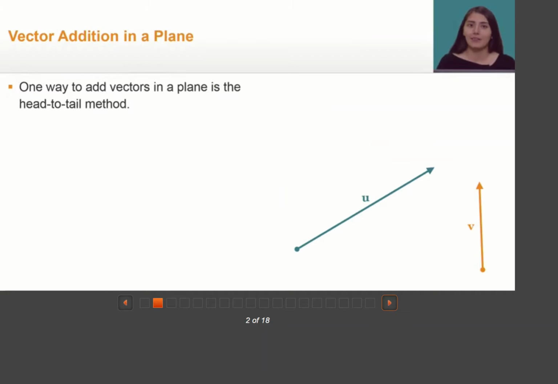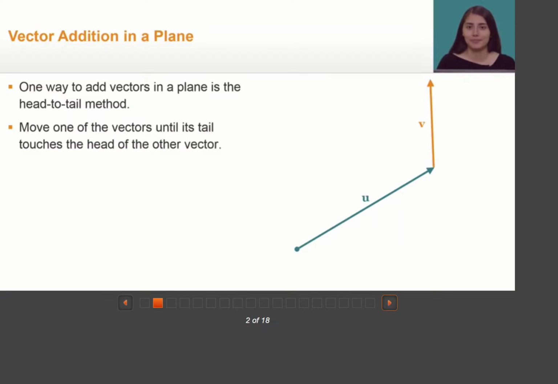Let's take a look at vectors u and v in the plane. We can rearrange these vectors by moving the tail, initial point, of one of the vectors to the head, terminal point, of the other in order to add them. Let's move the tail of v to the head of u. We can now draw the resultant vector by going from the tail of vector u to the head of vector v.